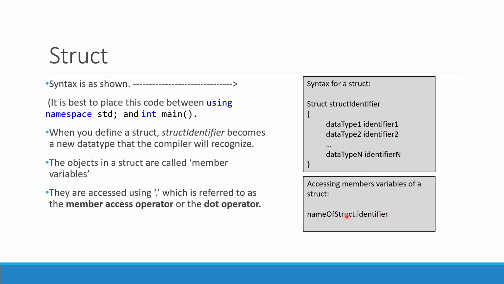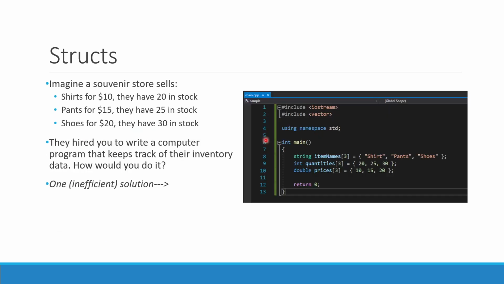We can access them using a period, okay? Now this period, some books call it the member access operator. Other books call it the dot operator. But either term, they're both correct, okay? So here's where you can see that structs can become very, very handy.